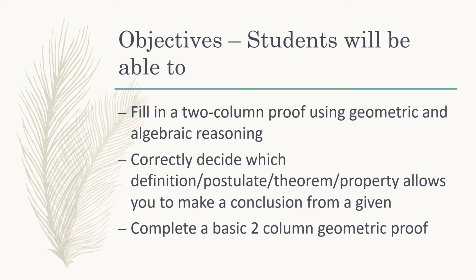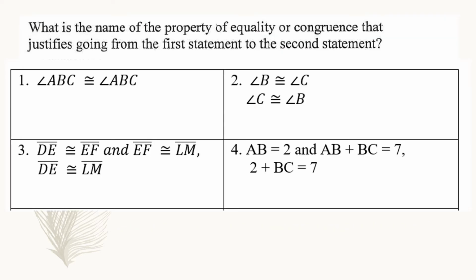So if you have not already, get out your handy dandy reference sheet. So you will be using both sides of that to help you answer these questions here. So the angle ABC is congruent to angle ABC. That is the reflexive property. If something equals itself, it's a reflexive property.